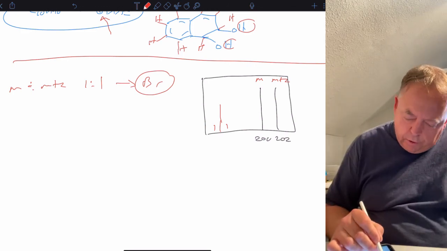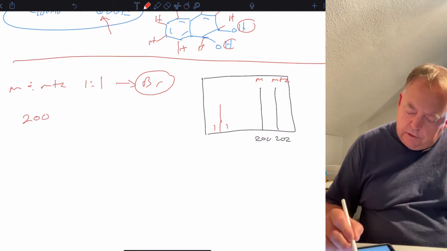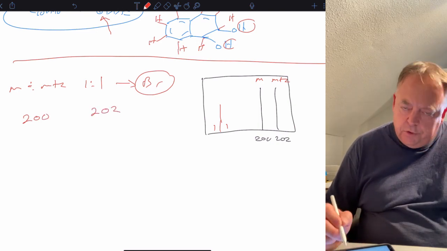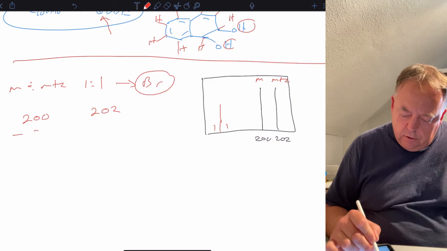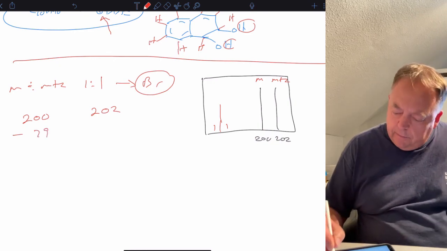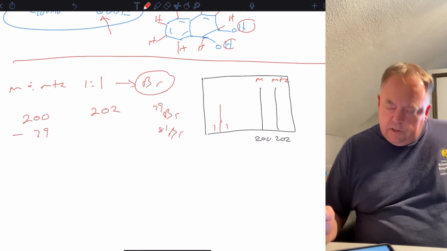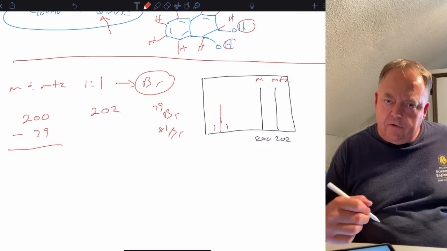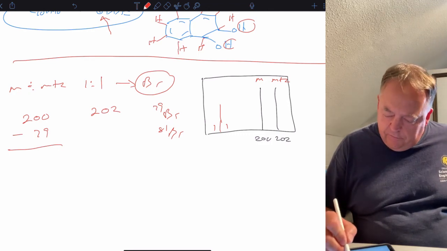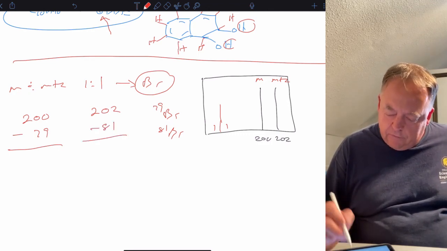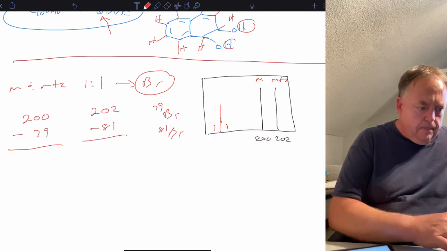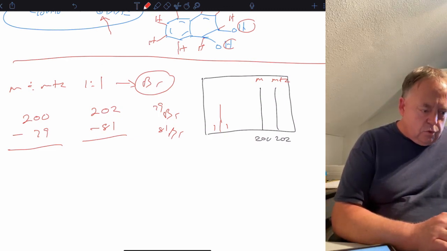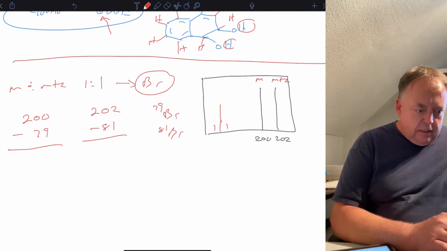Okay, so we're going to take the 200. We could work with either, the 200 or the 202. If we take the 200, the first thing we're going to do, so if you remember, bromine comes as 2 isotopes in nature. Bromine 79 and 81. If we take the 200, then we're going to subtract off 79 for the lower mass isotope. If we take the 202, then we're going to subtract off the higher mass isotope. And it doesn't matter which one you use, because you get to the same spot.